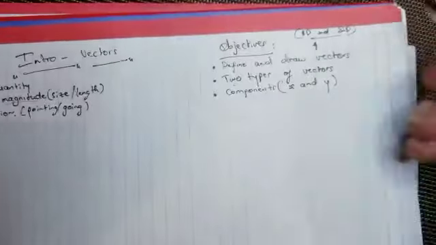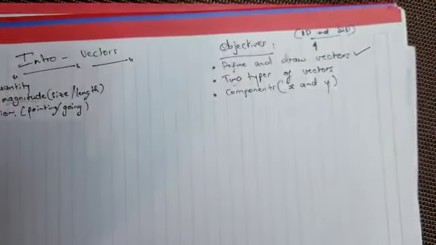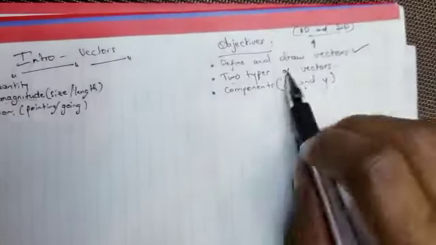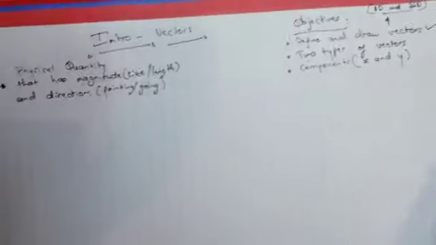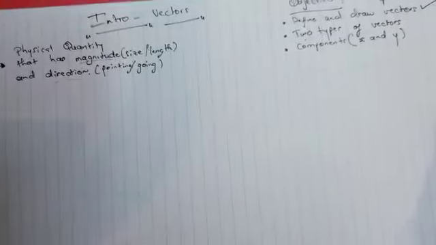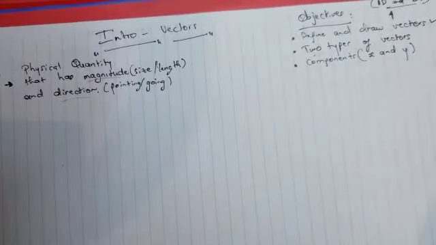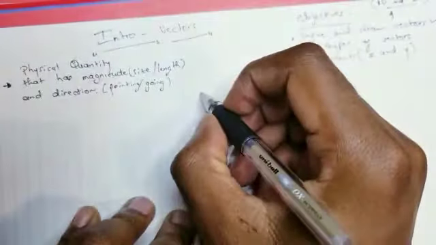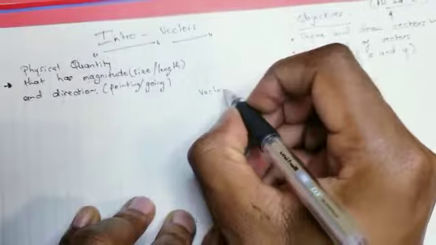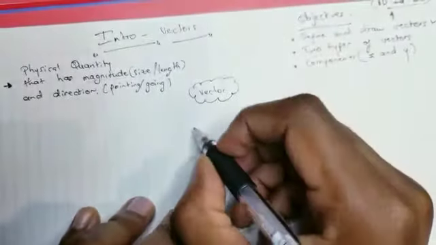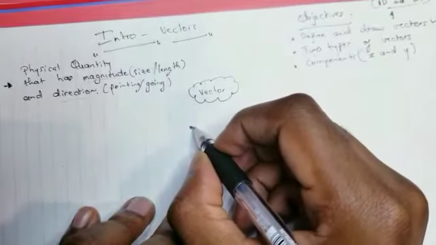So already we've covered the first objective. Let's look at the drawing vectors part and see how far we can get with that. We represent vectors using an arrow. So if I look at a diagram of a simple vector, this is how I draw a vector.